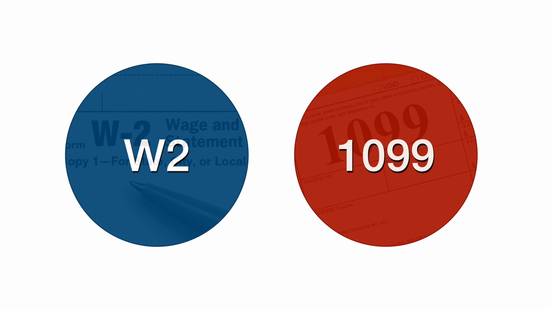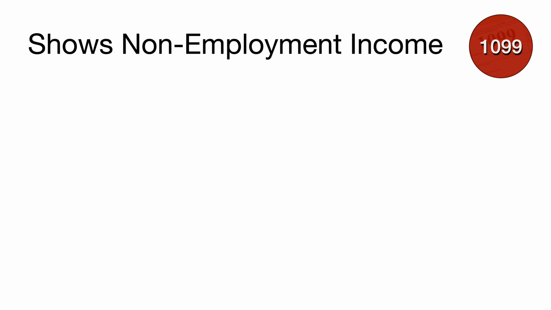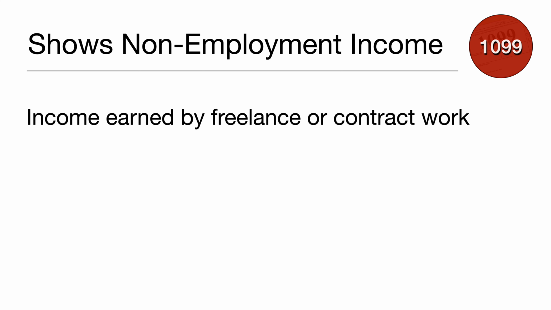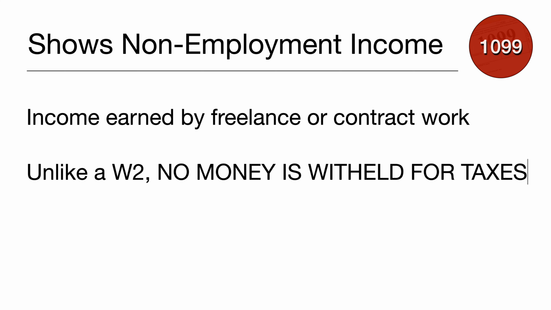So now let's look at the second form that is very common, a 1099 form. And so a 1099 form shows non-employment income. And so the difference is that non-employment income is technically income earned by freelance or contract work, whereas a W-2, you're technically an employee for the company, and in a 1099, you're technically a freelancer or a contract worker. So unlike a W-2, the biggest difference is that no money is withheld for taxes.